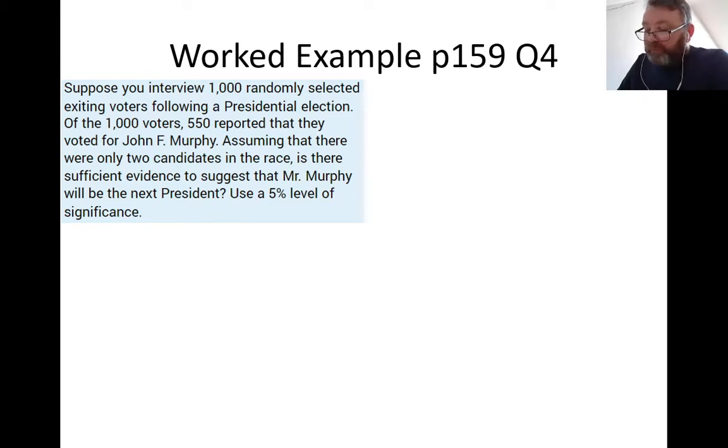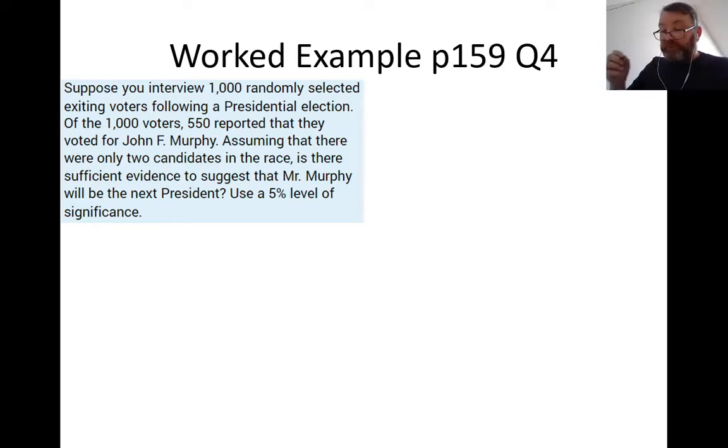Page 159, question 4. Suppose you interview 1,000 randomly selected existing voters following a presidential election. Of the 1,000 voters, 550 reported that they voted for John F. Murphy. Assuming that there were only 2 candidates in the race, is there sufficient evidence to suggest that Mr. Murphy will be the next president? And they want you to use a 5% level of significance. Now, 5% level of significance, 95% confidence interval, same thing.